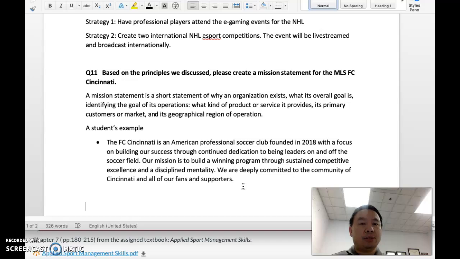So when you're writing a mission statement in your individual assignment, make sure to use 3 to 4 sentences to describe who you are, what you do, and what you try to achieve. What product are you trying to sell? What service are you providing? Right? So that is about mission statements.